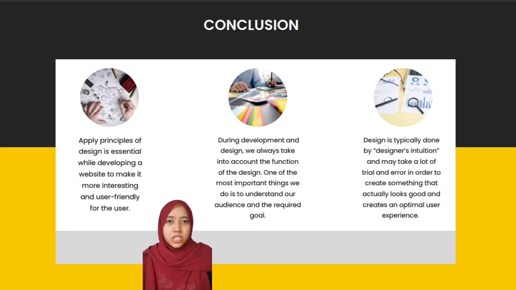This is because without these principles, users would struggle to understand the sort of message that the designer is trying to deliver. During development and design, we always take into account the function of the design. One of the most important things we do is to understand our audience and the required goal. Considering language, color, and layout will enable us to communicate well and engage with the audience to encourage the intended result. Lastly, we can understand that design is typically done by designer's intuition and may take a lot of trial and error in order to create something that actually looks good and creates an optimal user experience.